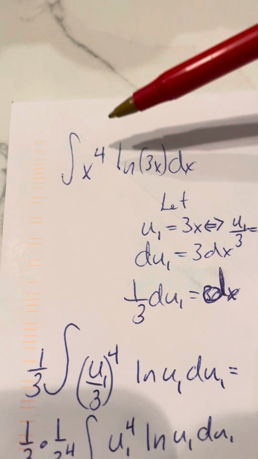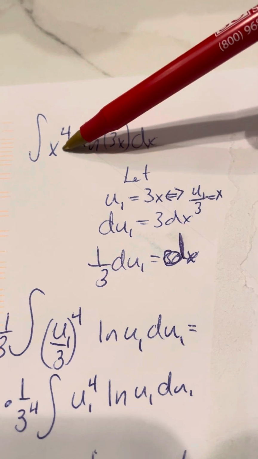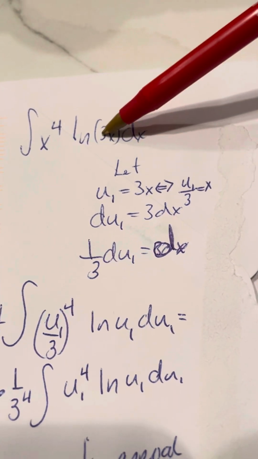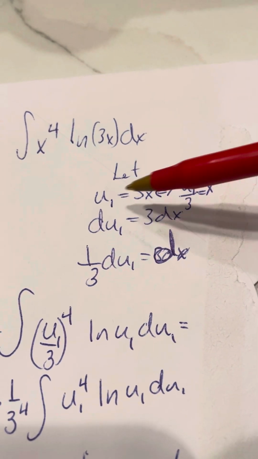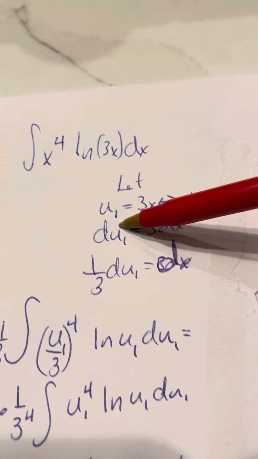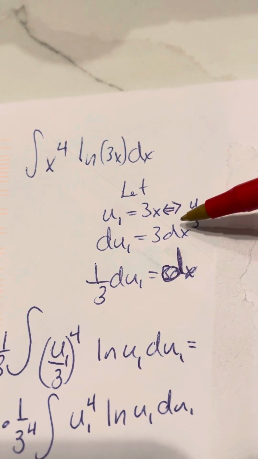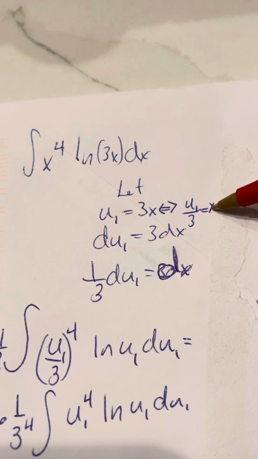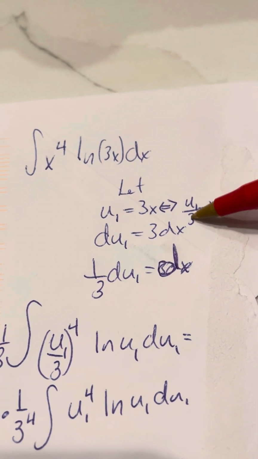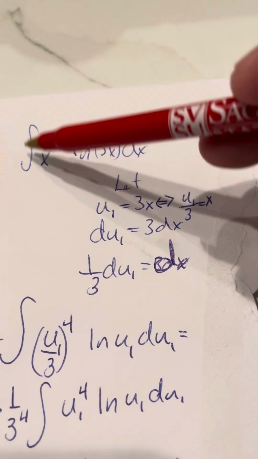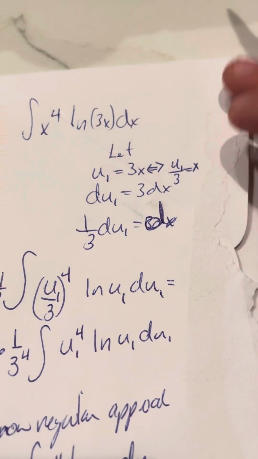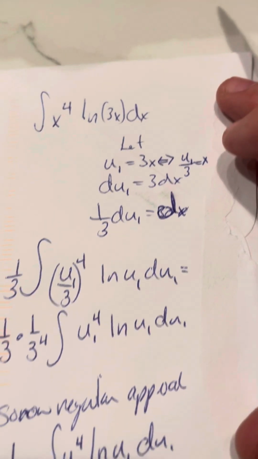Okay, let's show you the same idea with the natural log one. So we have x to the fourth, we have ln 3x dx. So we're going to let that u1 be the 3x. And we treat that x then as u1 over 3. So this is going to replace the x. And then we get our u in that space.